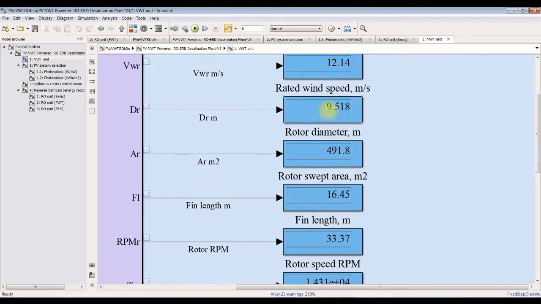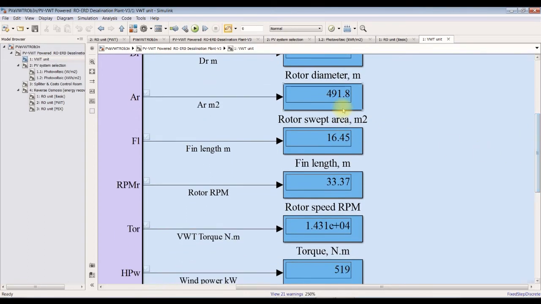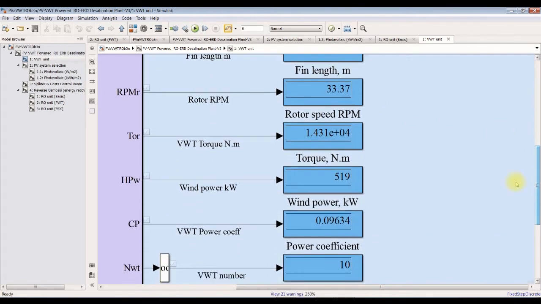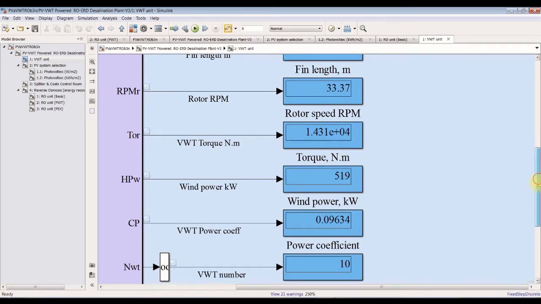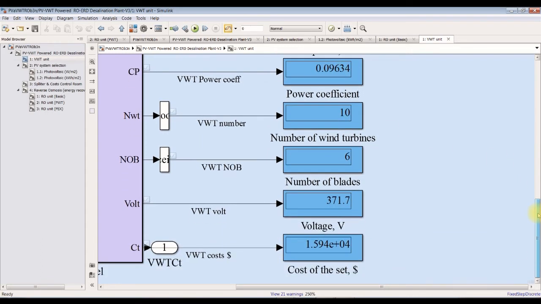This is rotor diameter, 9.5 meters. Remember, it's a vertical wind turbine unit. This is rotor swept area, fin length, RPM, and torque. This is wind power. This is power coefficient, it's 9%. This is the number of vertical wind turbines. We need almost 10 vertical wind turbines. And this is number of blades and so on. This is the total cost of the vertical wind turbine.